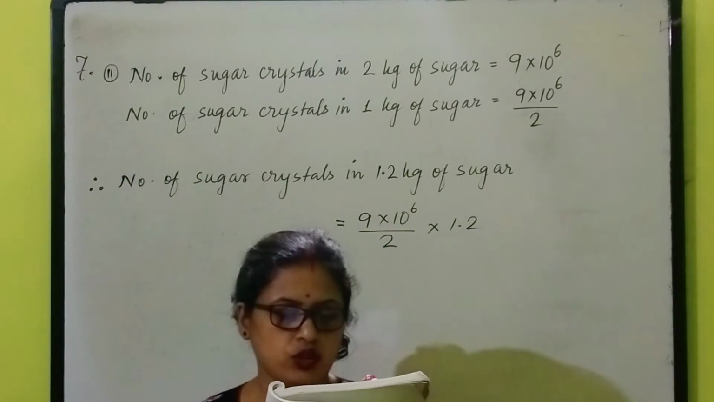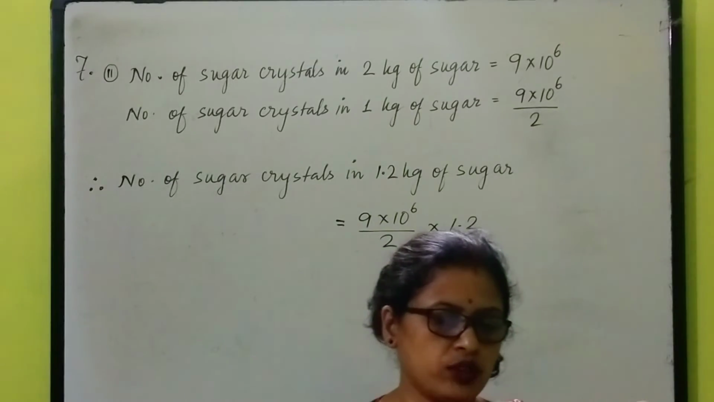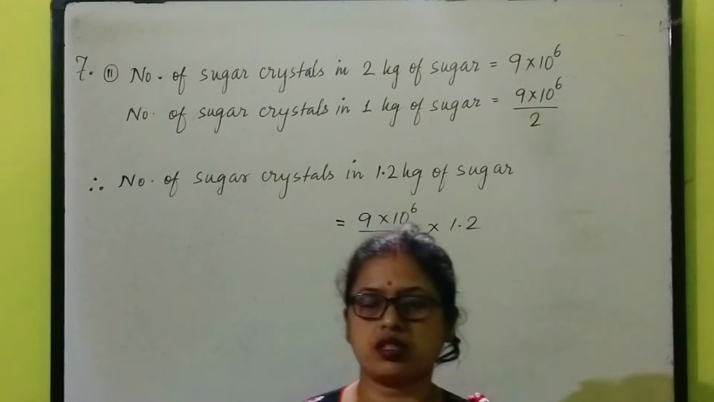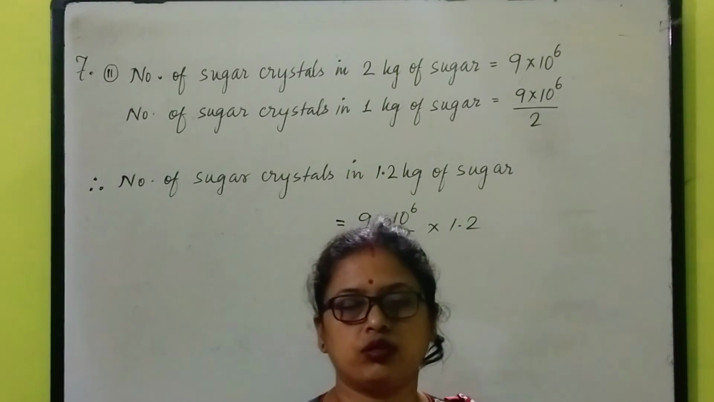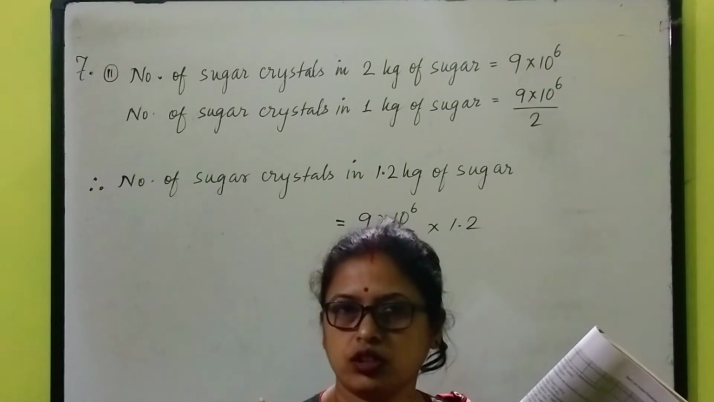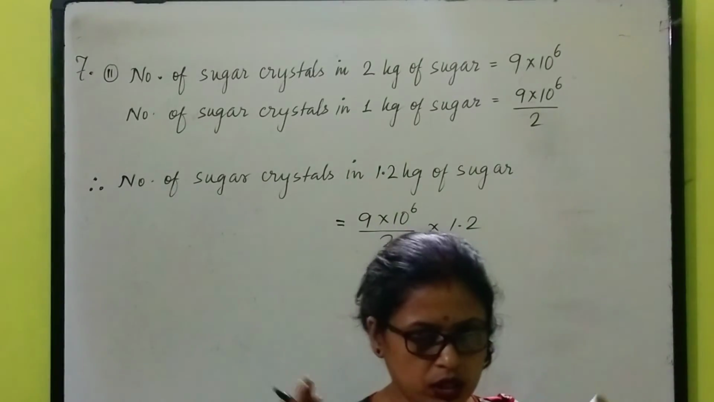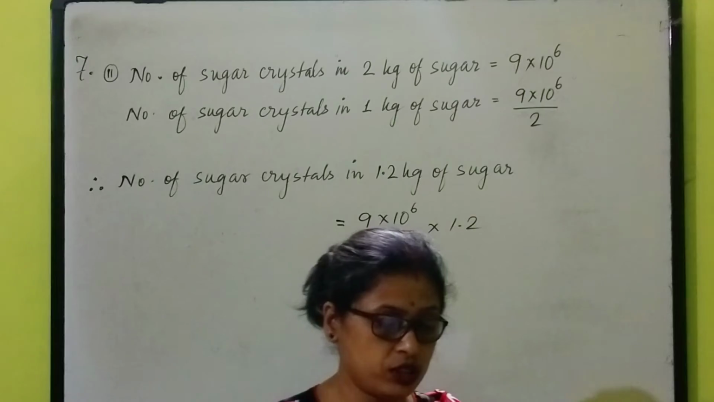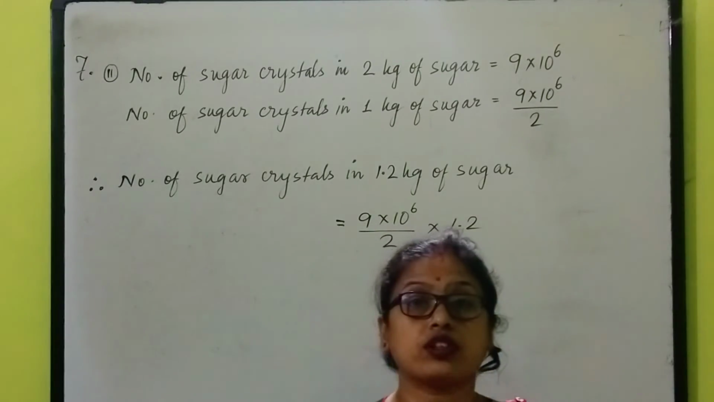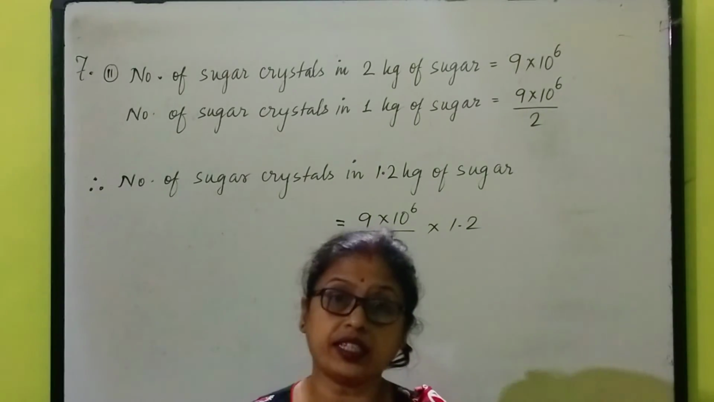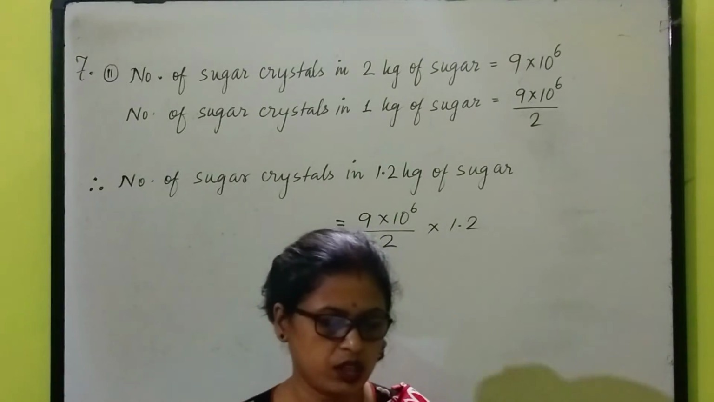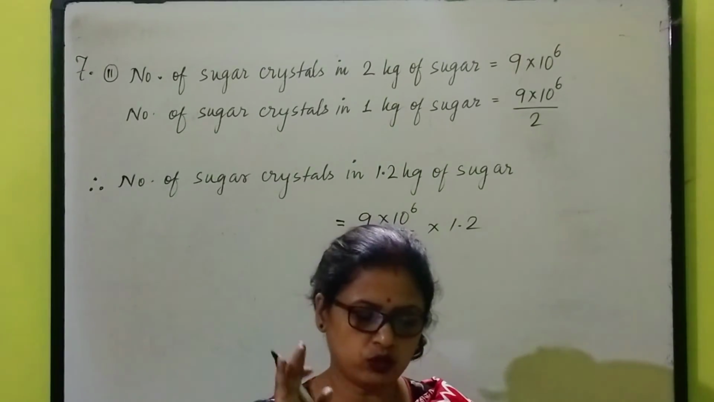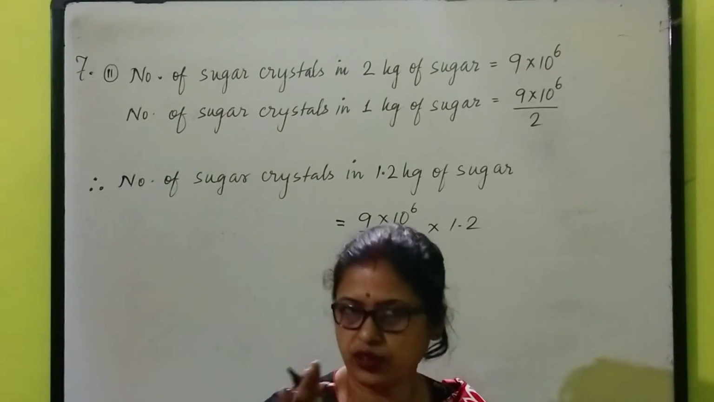See here. Suppose 2 kg of sugar contains 9 into 10 to the power 6 crystals. We have never counted the crystals in the sugar brought to your home, isn't it? Have you counted? No. But see, suppose 2 kg of sugar contains 9 into 10 to the power 6 crystals. Now, how many sugar crystals are there in 5 kg of sugar?